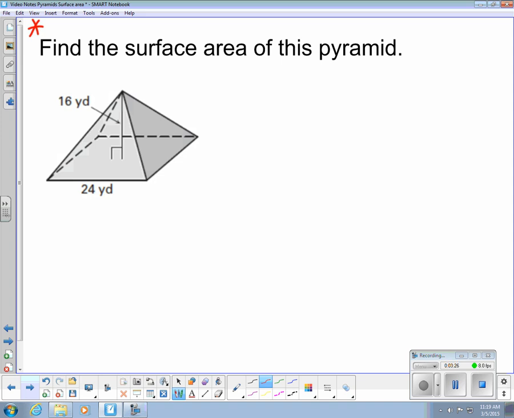Okay, so the surface area of this figure will be 1,536 yards squared. Make sure you have all your processes and your work and even the picture for this problem. If you don't get that answer, then make sure you bring that back to class so we can talk about that and see what happened.